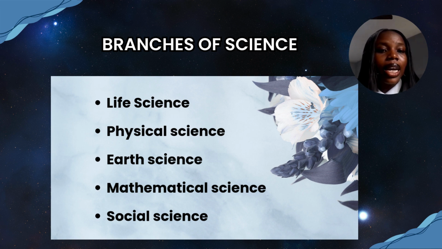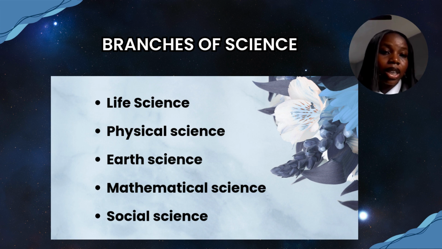Then earth science helps us to investigate the shape of the planet, the shape of the earth, and you can do that through geology, geography. It helps us to know the shape of the landmass, the shape of the various planets we have. Then mathematical science helps us to investigate quantities of things and quality of things.